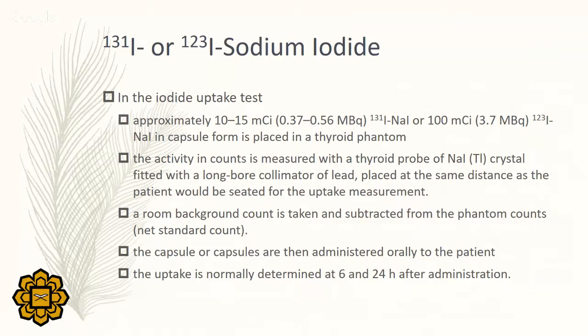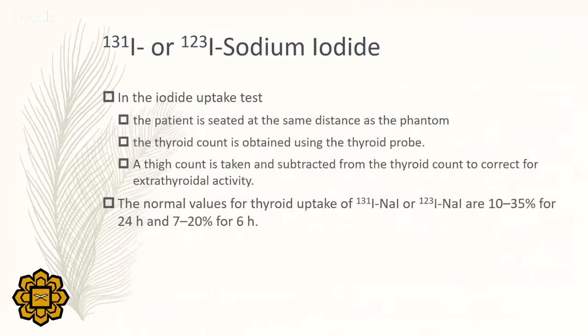You will do the uptake after 6 and 24 hours post administration. So at 6 hours, you do the test, and at 24 hours, you do another one. After 6 hours, the patient will be seated as we did with the phantom before, and then you count the activity in the thyroid using the thyroid probe. A thigh count is taken as well, and you will subtract it from the thyroid count to correct for any extrathyroidal activity.